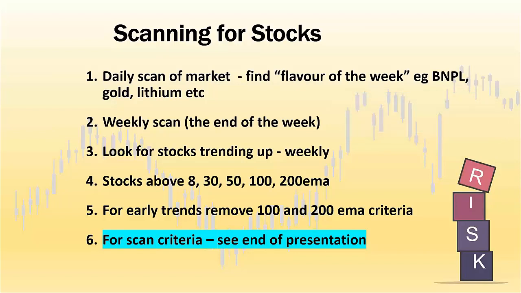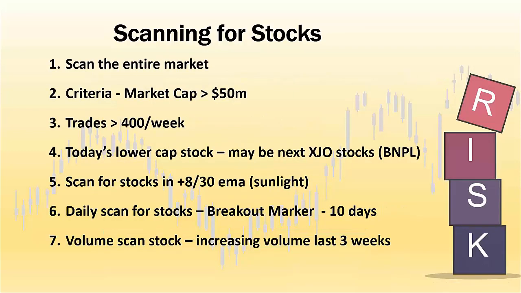I do a weekly scan at the end of the week. I look for stocks that are trending up, stocks that are above the 8, 30, 50, 100 and 200 EMA. And if you want to look for early trends to get a feel for what's happening, I sometimes remove the 100 and 200 EMA criteria. The scan criteria are at the end of the presentation, and if time permits, we'll have a look.